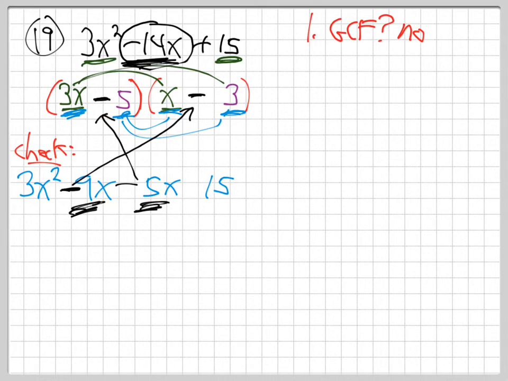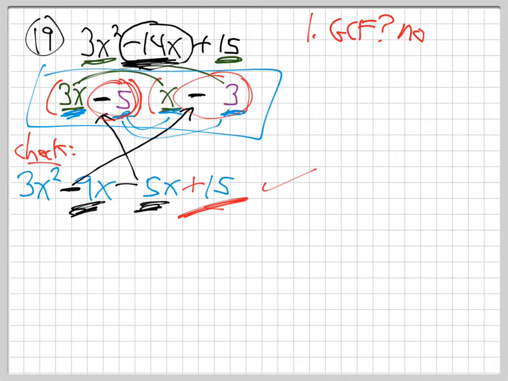Last thing, double check the last sign. Negative 5. Right, remember, this last one comes from last times last. Negative 5 times negative 3 is plus 15. Check. It's right. It's good. So this is the correct answer. Either order, or you could switch the order, put the x minus 3 first, and then the 3x minus 5. Good either way. On to 20. So on to 20 we go.